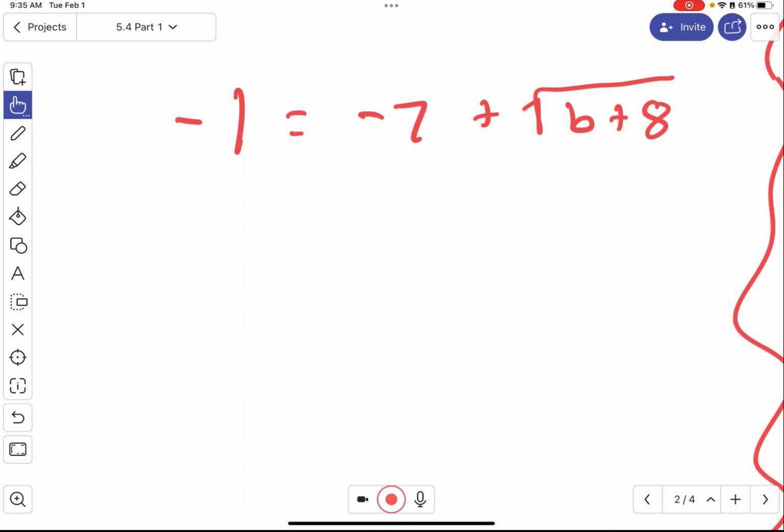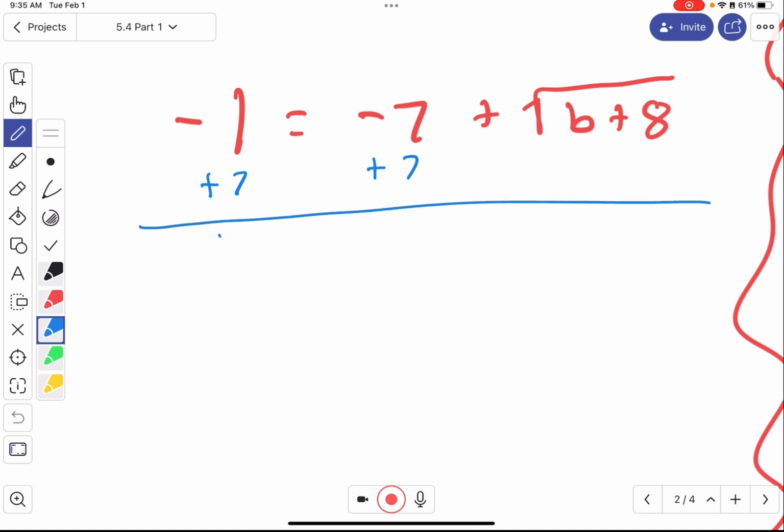One of the things that you have to make sure you do if you have square roots is you need to make sure that you isolate the square root first. So we want to get the square root on one side of the equation and everything else on the other side of the equation. So in this case, I've got -7 being added to my square root. So I'm going to go ahead and add 7 to each side of this equation. By adding 7 then, I end up with 6 is equal to the square root of b plus 8.